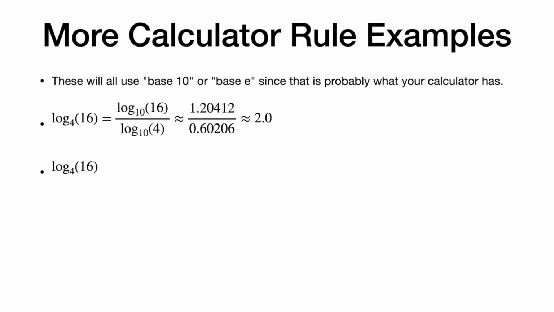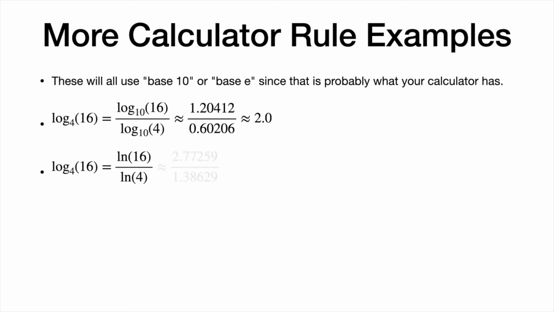So here we're going to do the same logarithm, but this time, instead of doing log base 10, we're going to use the natural log, which uses that funny e base. So the log base 4 of 16 is equal to the natural log of 16 divided by the natural log of 4. This is what our calculator rule says. Whatever base our calculator supports, we can use. We just do the log with that base of the value we're looking at, and the log with that base of the original base that we wanted to use.